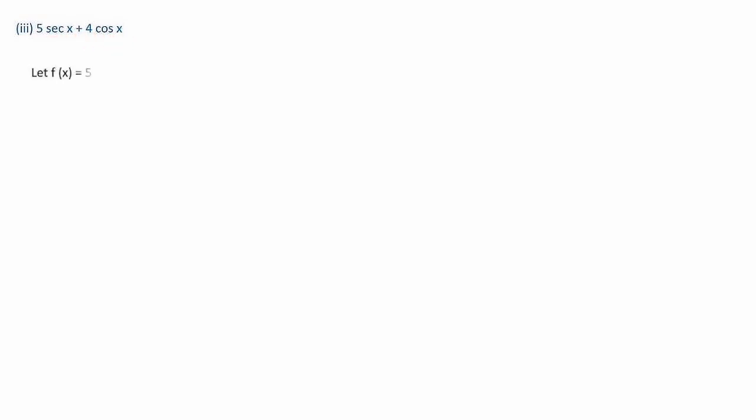Let f of x be equal to 5 sec x plus 4 cos x. And f dash x we can calculate: f dash x is equal to 5 sec x plus 4 cos x the whole dash. Here dash we are using for derivative, or else we can write dy by dx, it's not a problem. Here I am using dash; instead of dash we can use dy by dx. So here f dash x is equal to this one we have written.